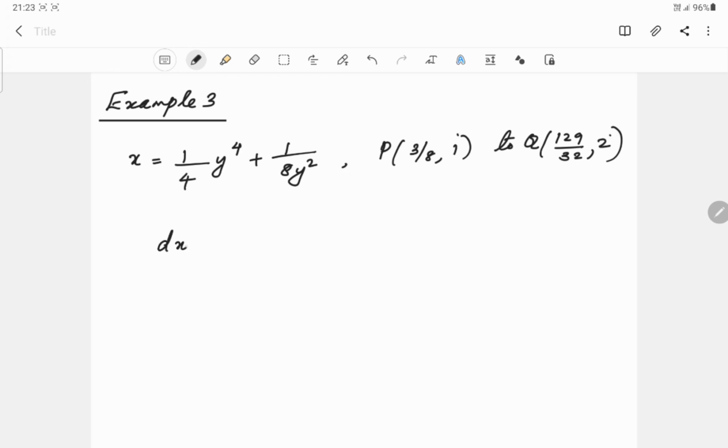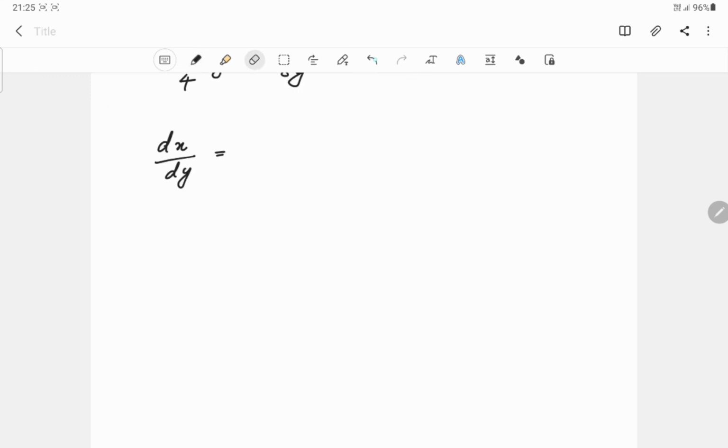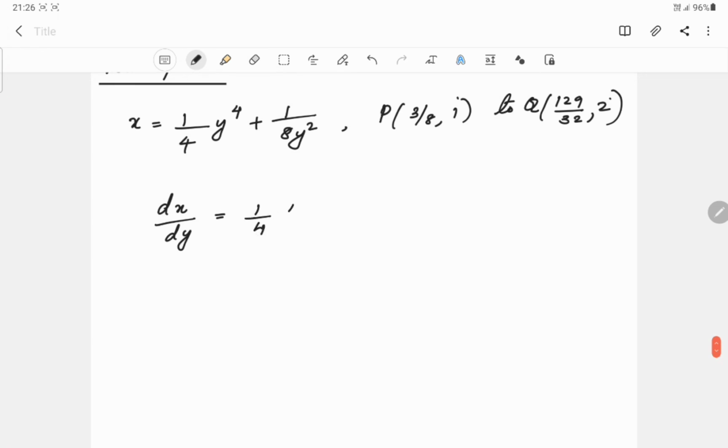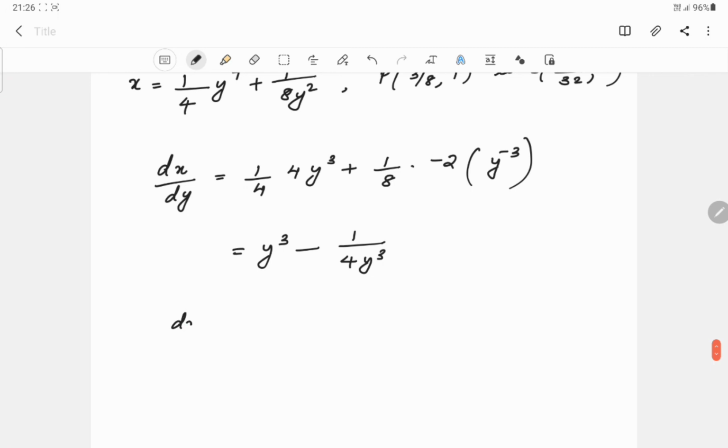We need to find dx by dy. Dx by dy is equal to 1 by 4 into 4y cube plus 1 by 8 into the derivative of y raised to minus 2, which is minus 2 y raised to minus 3. So this becomes y cube minus 1 by 4 y cube. And we have (dx by dy) the whole square is equal to y raised to 6 minus 1 by 2 plus 1 by 16 y raised to minus 6.